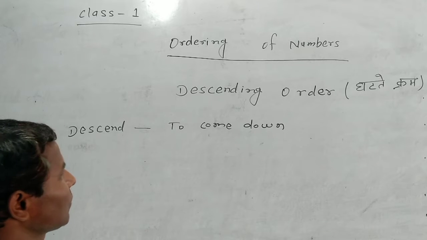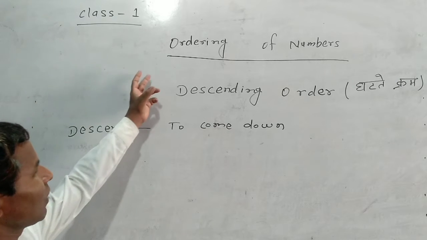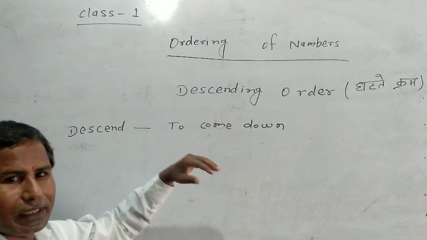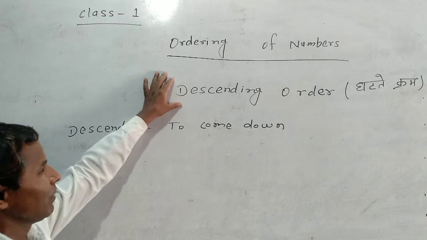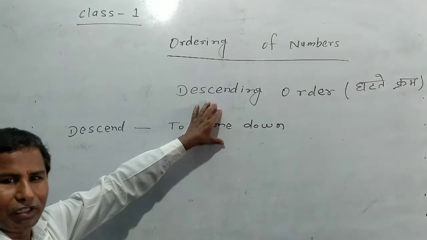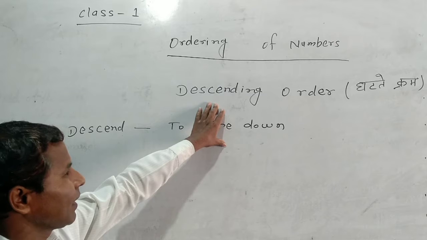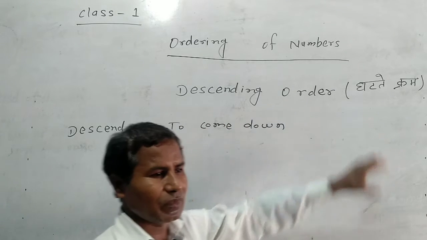Today you have to know ordering of numbers. Under ordering of numbers, today will be descending order. In descending order, it means घटते क्रम.